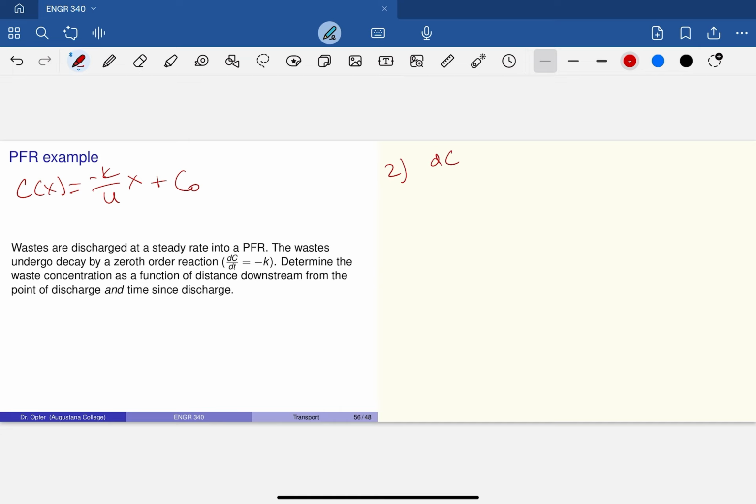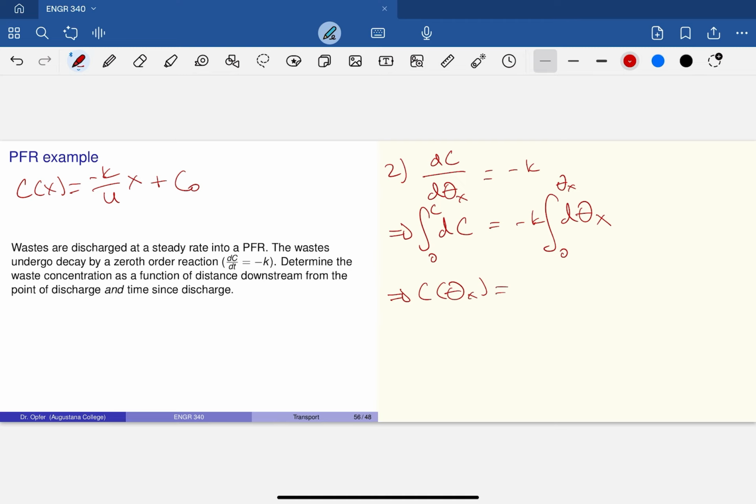So we have dC by d theta x is exactly equal to minus k. Now this is going to be exactly the same except we have no velocity in here. So we're going to have dC is equal to minus k d theta x. We're integrating from 0 to C, and we're integrating from 0 to theta x. Okay, and right away we can see that C of theta x is equal to minus k theta x plus C naught. Again, skipping a couple steps because we've done them several times now, but go ahead and ask in class if you want some of the in-between steps.